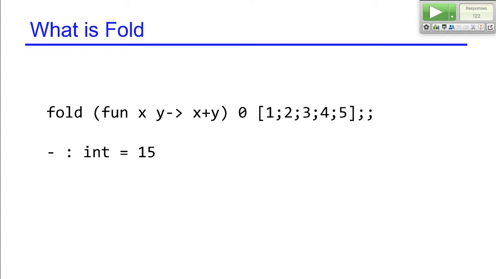So this is my fold function. I send a function that takes two arguments, two integers, and calculates the sum of those two integers. I'll send a 0 as an initial value or accumulator. Now what fold does is it takes one item from the list and applies this function to that item and my initial value, or accumulator. In this case, I will apply this to 0 and 1.